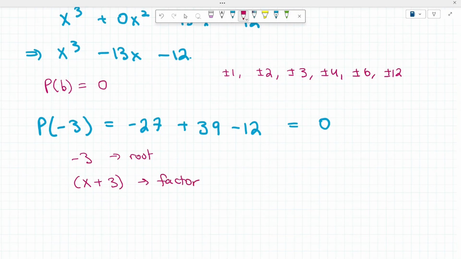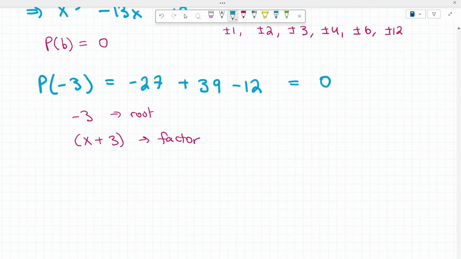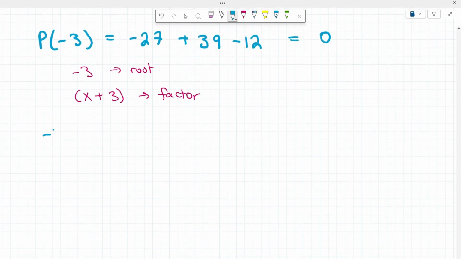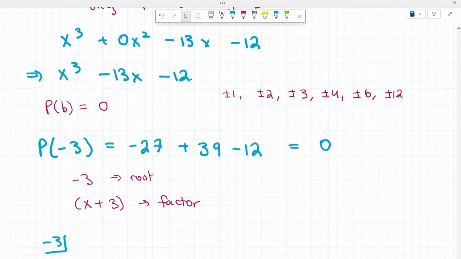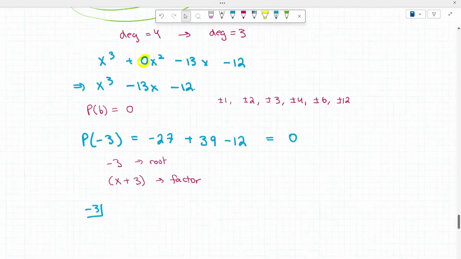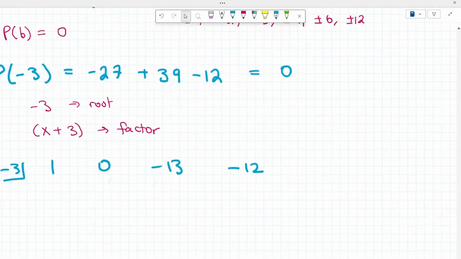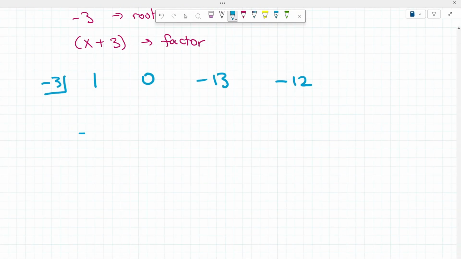So we can now use this information to perform synthetic division once again. Again, we have to put our root in our top left corner and put all the coefficients that we have. Remember, we have to keep our 0 over here as a placeholder. So when we do our synthetic division here, we have 1, 0, negative 13, and negative 12 as our coefficients. So let's go do this process again, a little bit quicker this time.